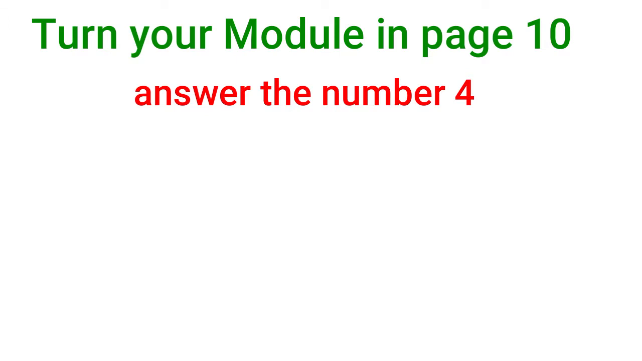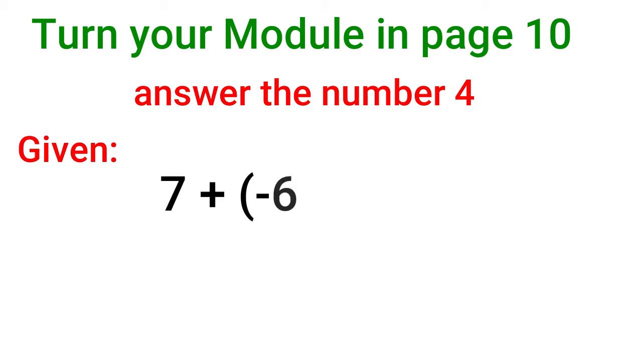Now, please turn your module to page 10 and let's answer number 4. Give the sum of positive 7 and negative 6. Since the two numbers, 7 and 6, are unlike signs, subtract the numbers. 7 minus 6 is 1, and since 7 has a greater absolute value, we will copy the sign of 7, which is positive. Therefore, positive 7 plus negative 6 will give us positive 1.